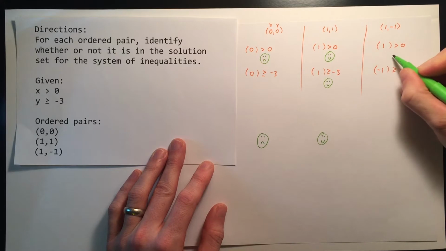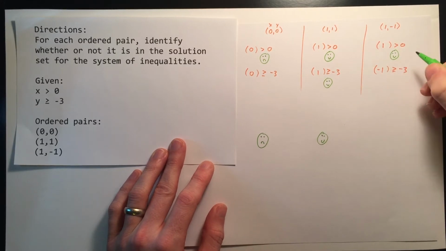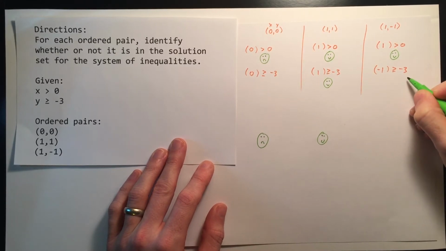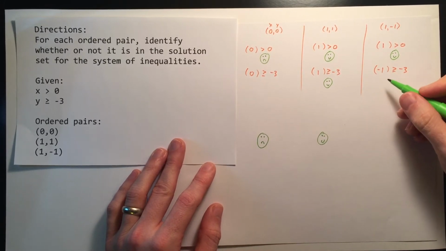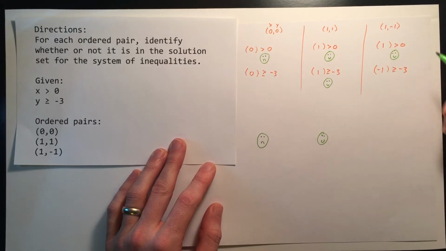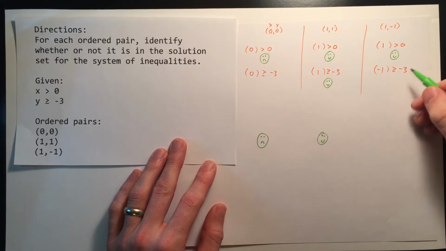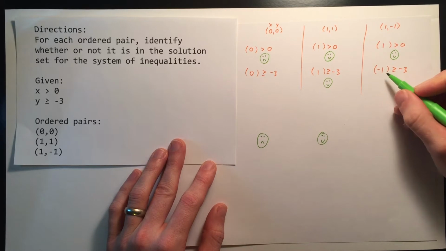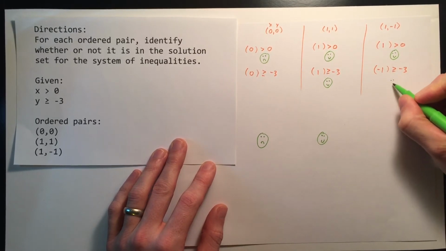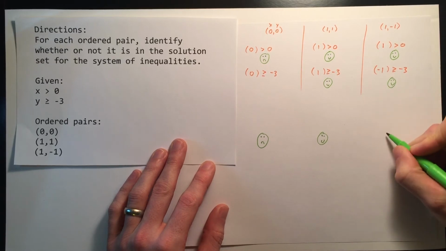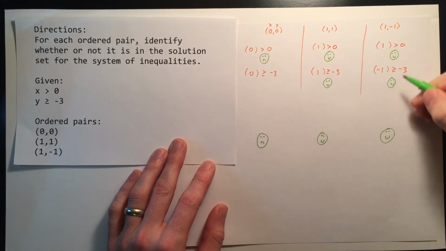Is 1 greater than 0? Yes, it is. Is -1 greater than or equal to -3? Yes, it is. -1 is greater than -3. If you had -$1, that would be probably better for you. You'd think you'd call it better than if you had -3, right? You have more money if you owe somebody $1 than if you owe somebody $3. And so that's true. And because they're both true, that means that that ordered pair is a solution to the system of inequalities.